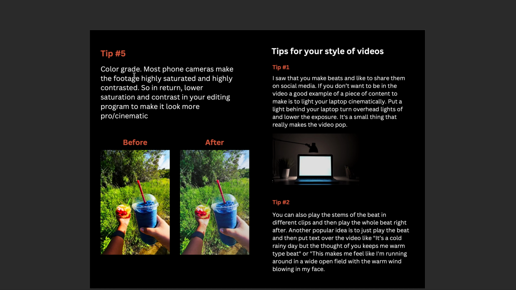Number 5, color grade. Most phone cameras make the footage highly saturated and highly contrasted. So in return, lower the saturation and contrast in your editing program to make it look a bit more cinematic. For example, this here, a little too much color. The grass doesn't look that realistic. It just looks a little cartoony. And this right here is just a little bit better.